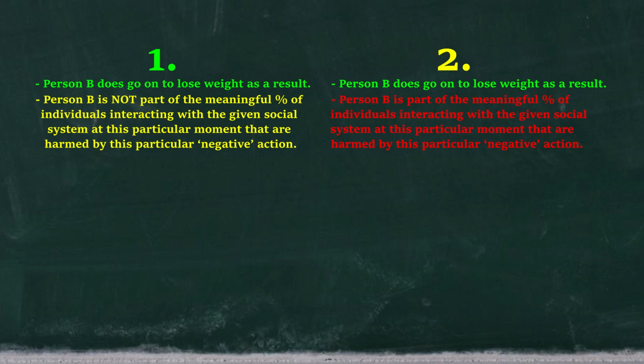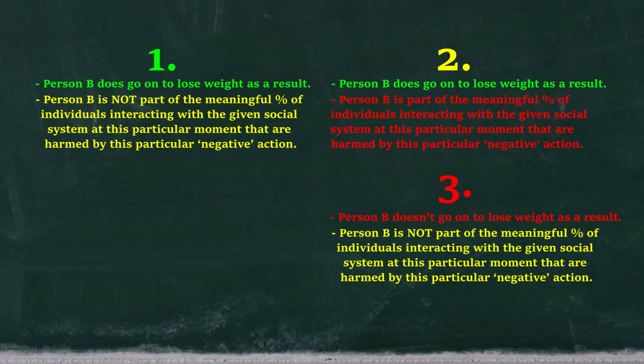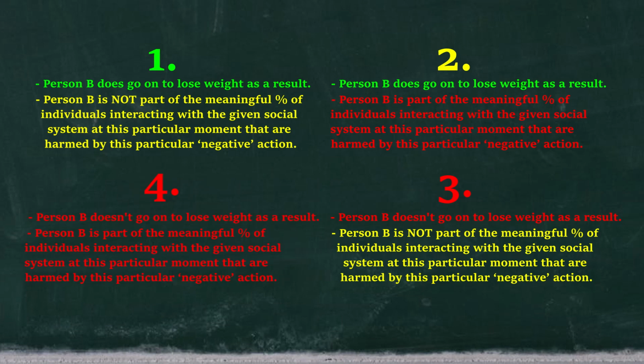The third and fourth outcomes, which are worse than the first two, are as follows. Person B doesn't go on to lose weight as a result, but person B is not part of the meaningful percent of individuals interacting with the given social system at this particular moment that are harmed by this particular negative action. Person B doesn't go on to lose weight as a result, and person B is part of the meaningful percent of individuals interacting with the given social system at this particular moment that are harmed by this particular negative action.